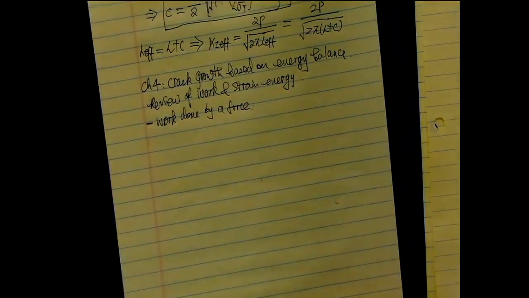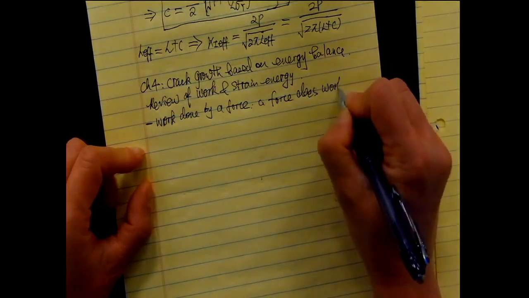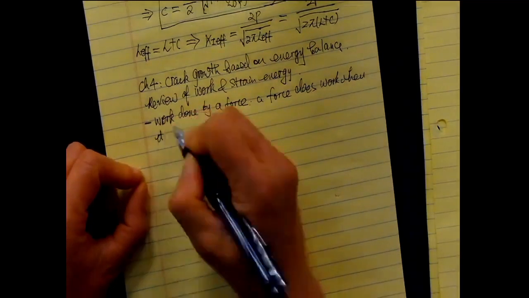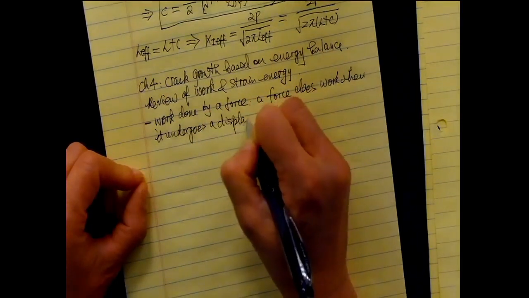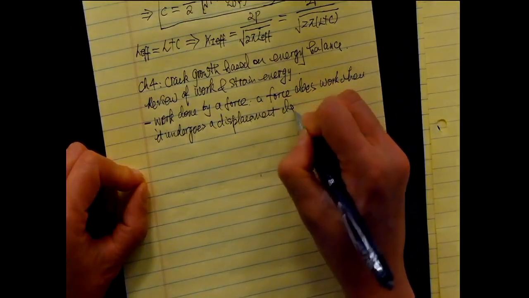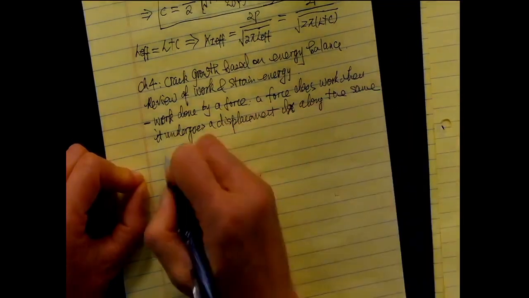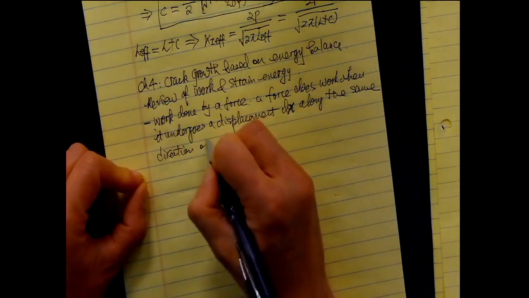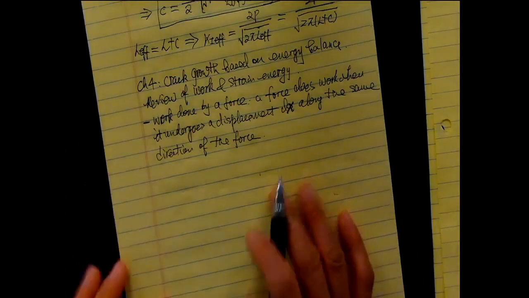So the definition of work is that a force does work when it undergoes a displacement dx along the same direction of the force. So basically, if I move my pen from here to here, I'm doing work, okay? But if I move my pen from here to here and back, I actually didn't do any work, right? That's an easy visual thing to see.